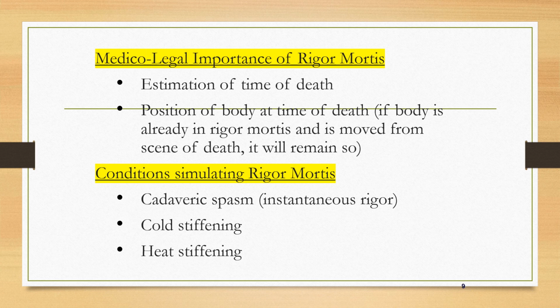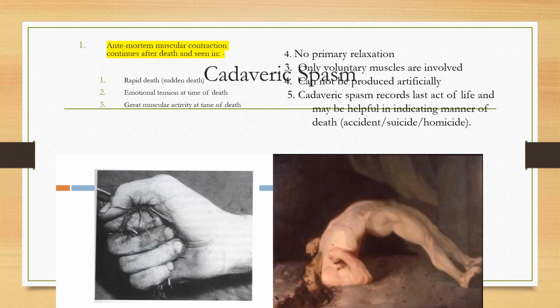And the conditions simulating rigor mortis are cadaveric spasm, that is called instantaneous rigor, cold stiffening and heat stiffening. So coming to the first condition which simulates rigor mortis, cadaveric spasm: antemortem muscular contraction continues after death, and as such it is seen.